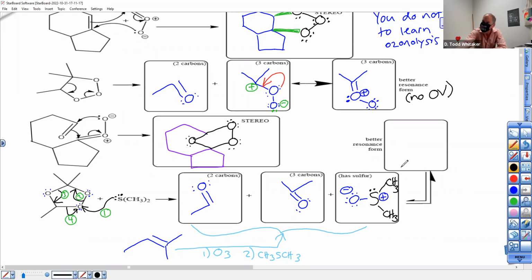Oh, I think we can get rid of the charges. Always flow away from minus towards plus. I hope that makes sense. These are electrons, right? And you're going to say, wait, Dr. Whitaker, you can't do that.